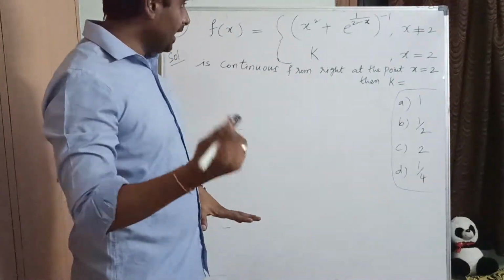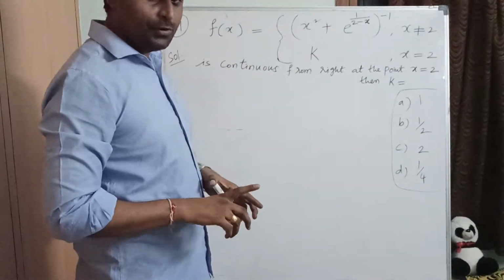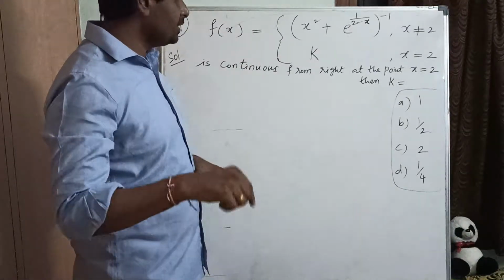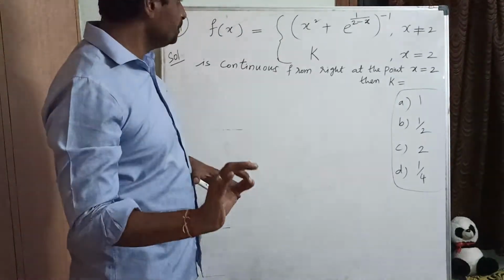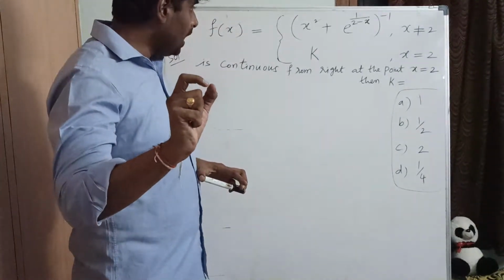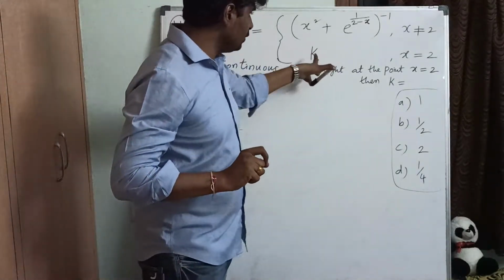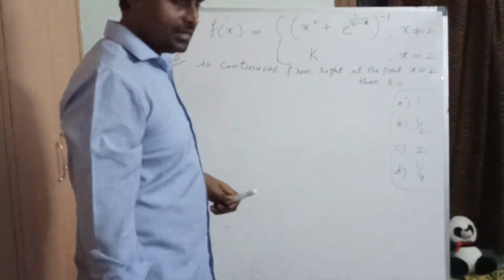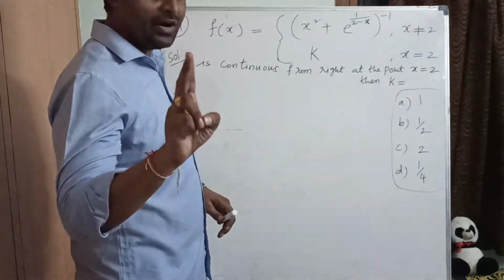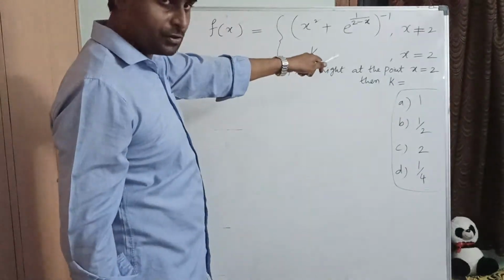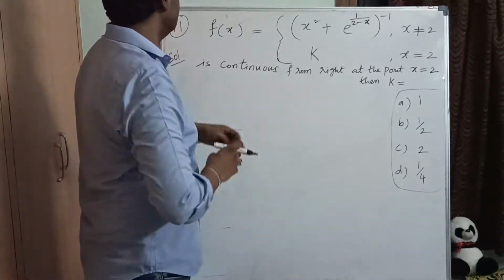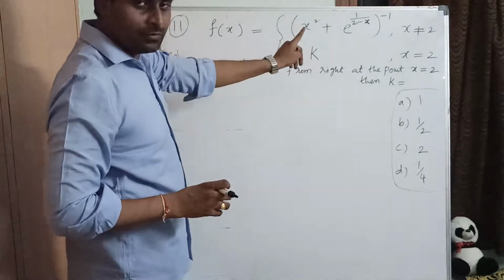Okay, so from right only it is continuous, which means we are going to find the RHL, right hand limit. It is continuous from right means RHL only equals the functional value, not LHL. So let us equate RHL to functional value k, then we are going to get the value of k. It's very simple. What is the function value? F of 2 is k. Clear? So now directly let me go for finding RHL and equate it to functional value k.